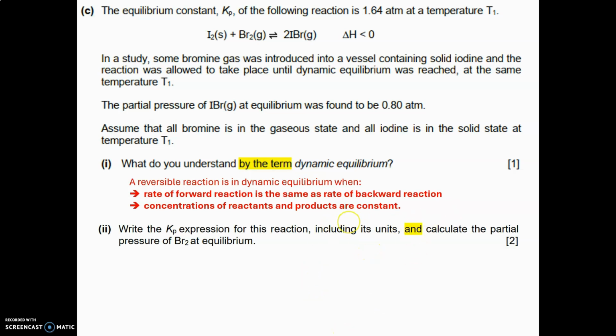Part 2, write the Kp expression for the reaction including units and calculate the partial pressure of Br2 at equilibrium. This is the Kp expression. Please remember that I2 is a solid. Its concentration remains constant, so we do not include it in the Kp expression. The question has given me Kp as 1.64, partial pressure of IBr as 0.80, so I will substitute in the values. I will find the partial pressure of bromine as 0.390 atmospheres.